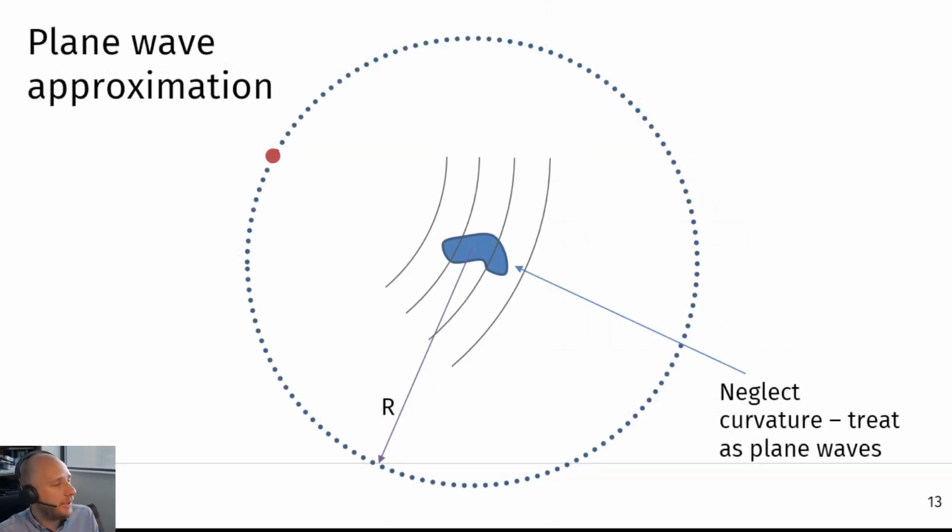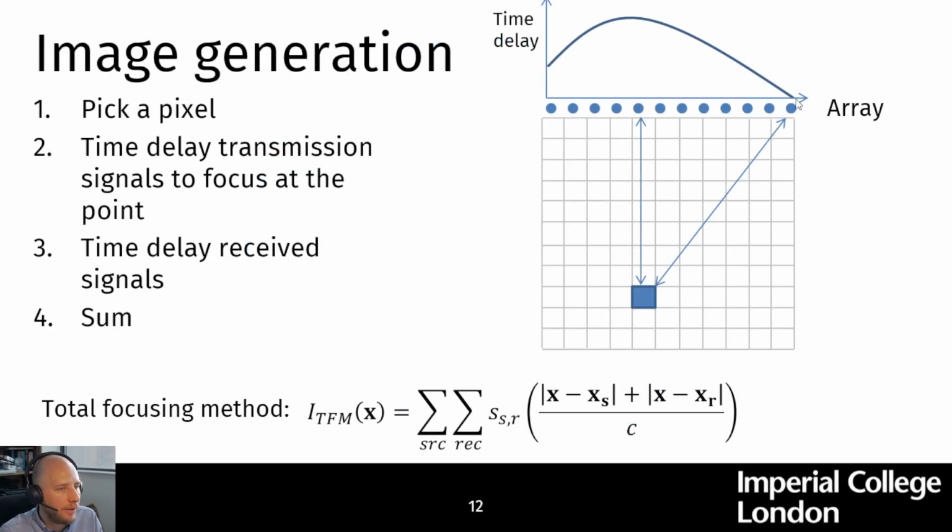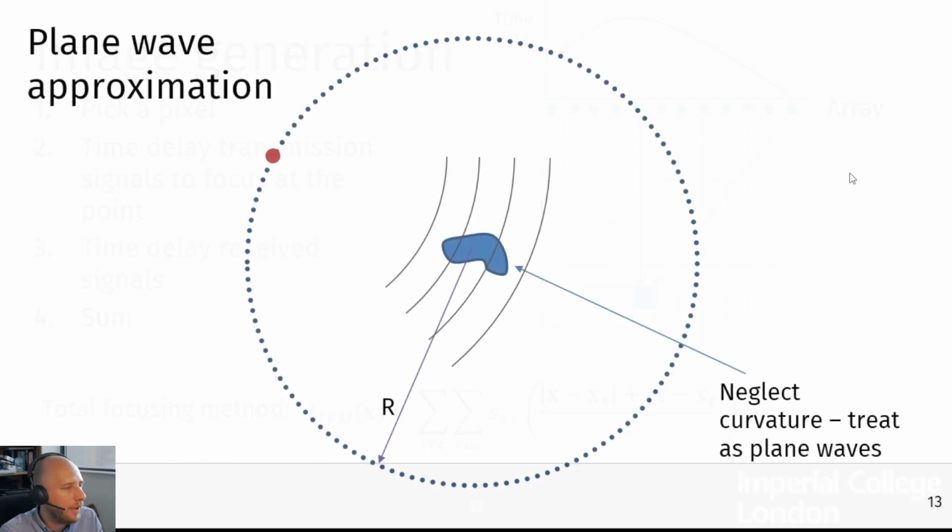The next part I want to mention is the plane wave approximation. So here we've got our full view array. Whereas previously we had a nice linear array to keep things simple, here we've got a circular array. And the point to note here is that if we've got a fairly small scatterer, which sometimes is the case, then you can actually neglect the curvature and treat these as plane waves.